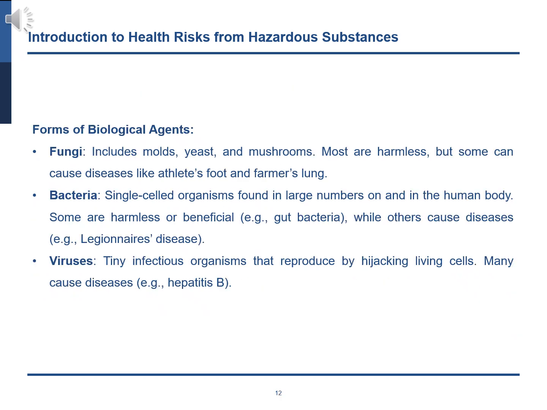Forms of biological agents. Fungi includes molds, yeast, and mushrooms. Most are harmless, but some can cause diseases like athlete's foot and farmer's lung. Bacteria, single-celled organisms found in large numbers on and in the human body. Some are harmless or beneficial, e.g., gut bacteria, while others cause diseases, e.g., Legionnaire's disease. Viruses, tiny infectious organisms that reproduce by hijacking living cells. Many cause diseases, e.g., hepatitis B.